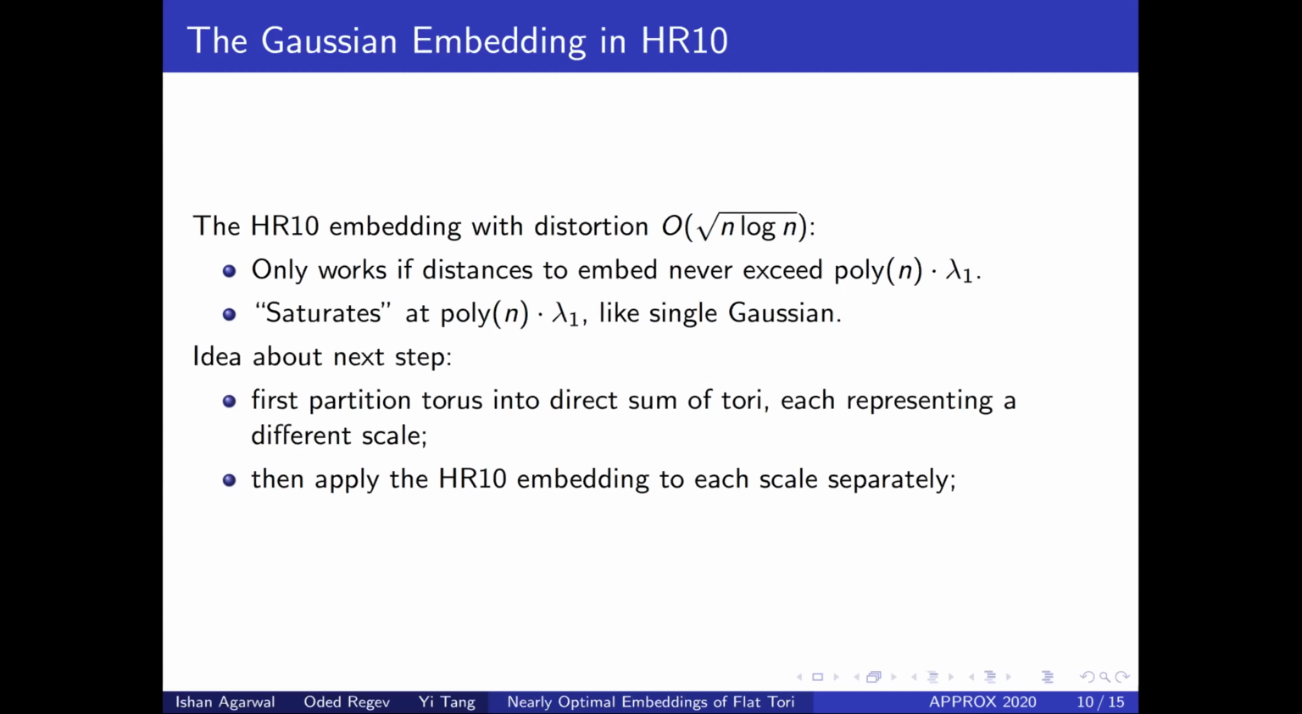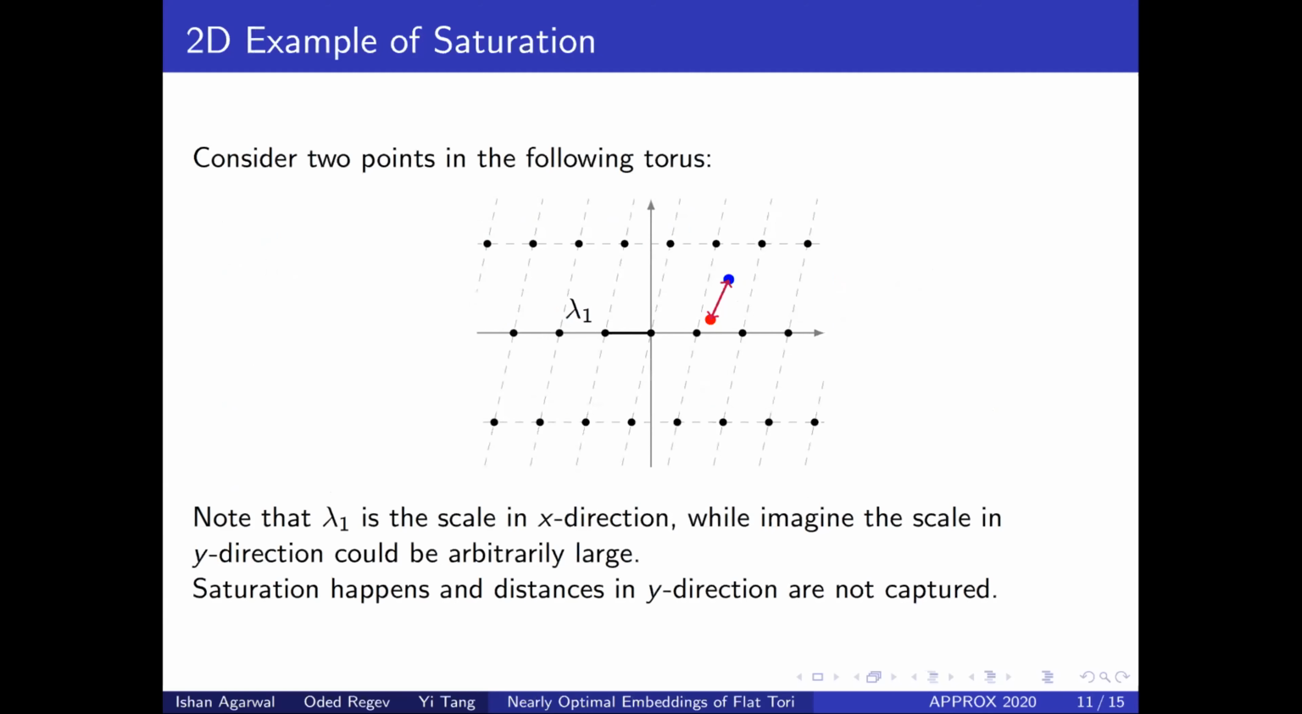So what might you do? What you can do is say, fine, I have this torus. Maybe it has large distances. Let me break up this torus into a direct sum of tori, and I'll do this somehow such that each torus has distances only of a certain scale, and then I'll use this embedding and I'll put them together, right?